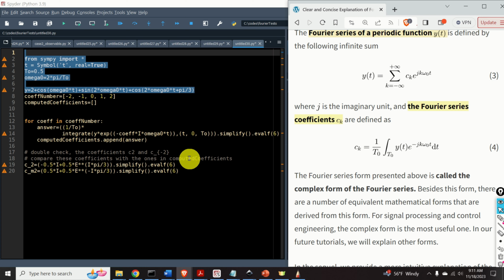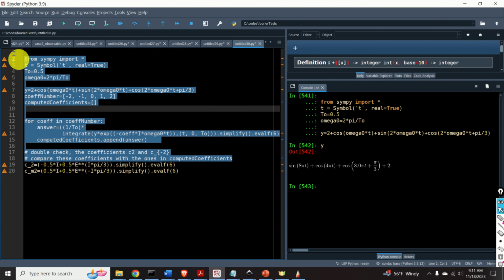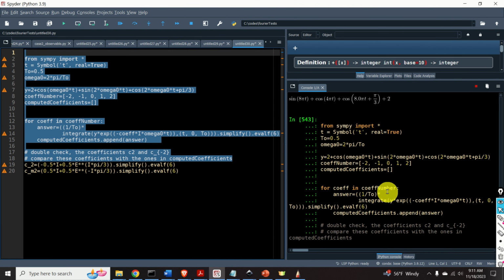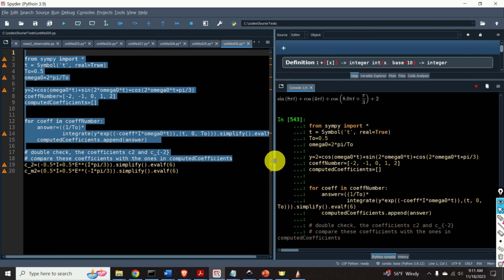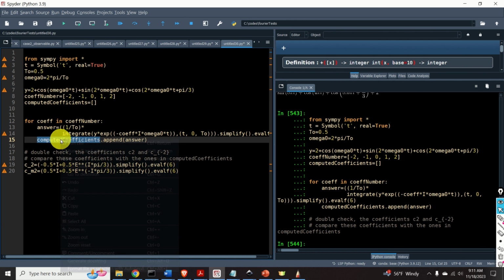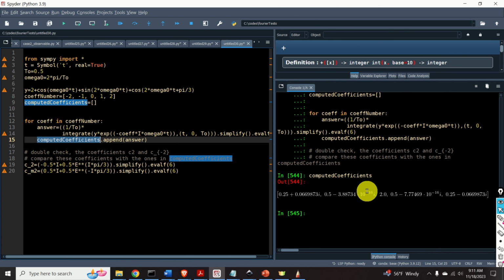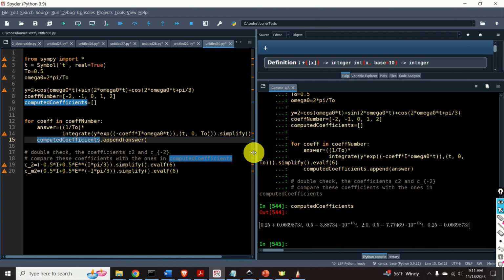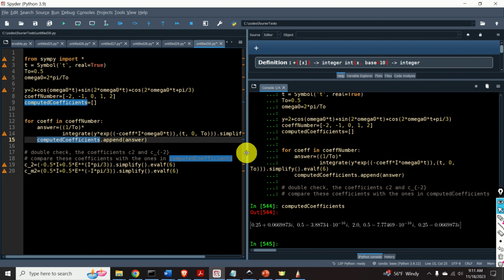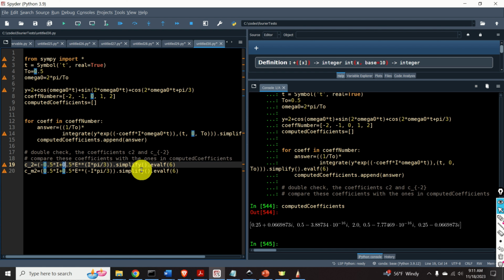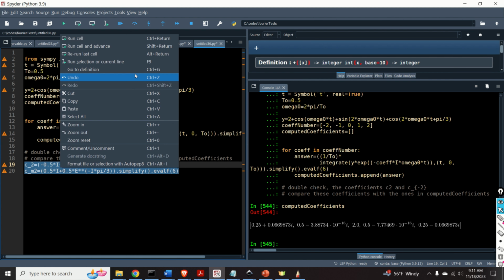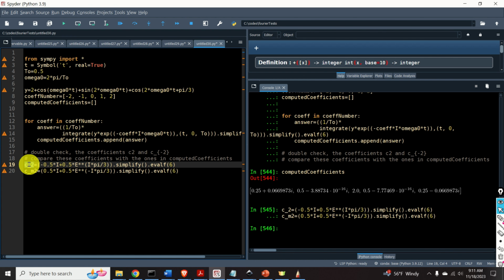Let's see how this whole thing works in practice. Okay, now let's see our computed coefficients. Here they are. To obtain fair comparison, over here I computed C2 and C minus 2 by using the formula I previously derived. And let's compute these two expressions, and let's compare the results.